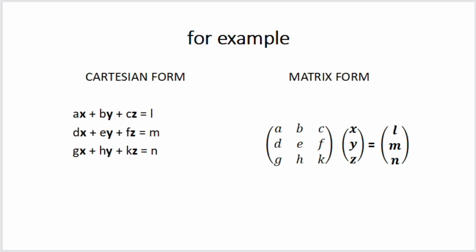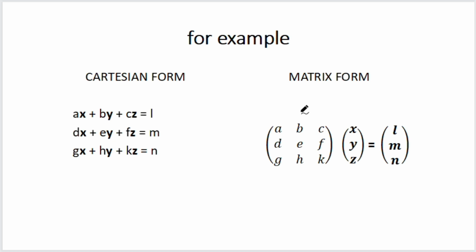Let's say we have 3 linear equations. ax plus by plus cz equals L, dx plus ey plus fz equals m, and gx plus hy plus kz equals n. These are linear equations, and to solve them we have to convert them into matrix form. We can extract out the coefficients, which are the most that we need in order to make a solution.